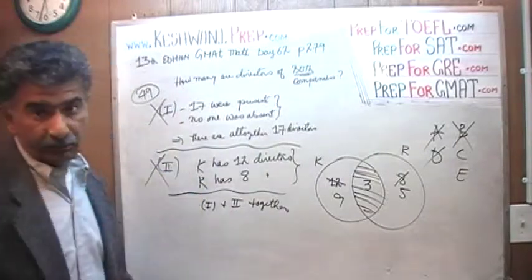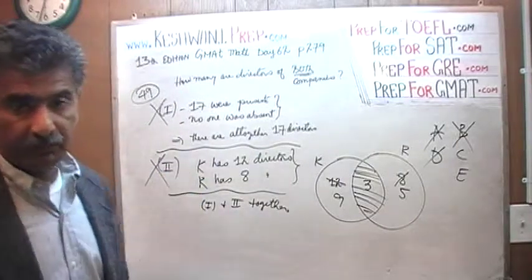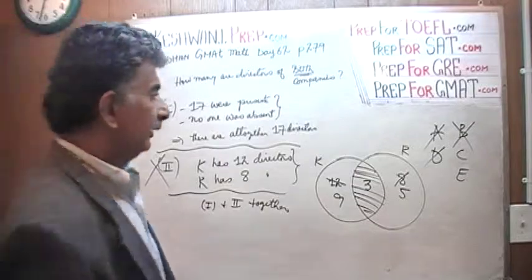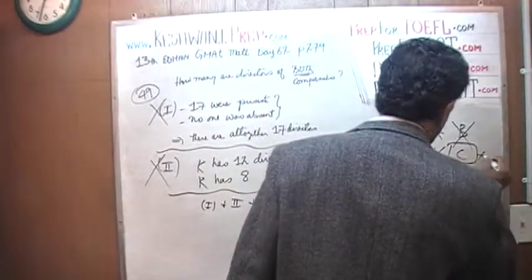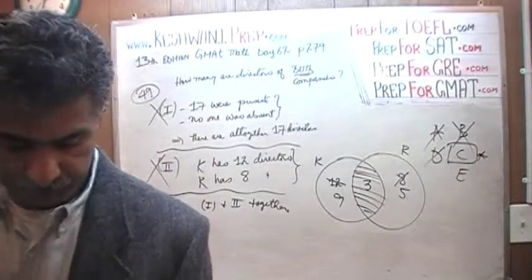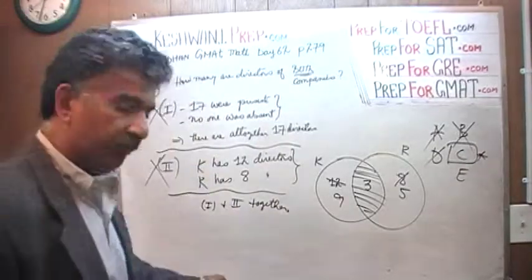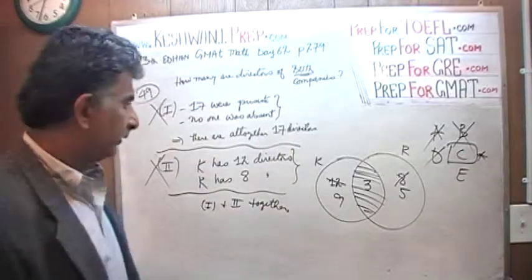So putting them together actually does the job, because we just answered the question. How many of them are directors of both companies? The answer is 3. Therefore, answer choice C is the answer, because C tells us that we need information from both statement 1 and statement 2.